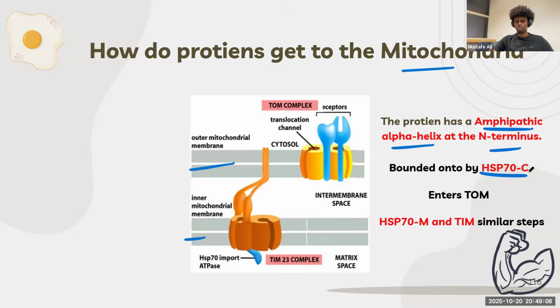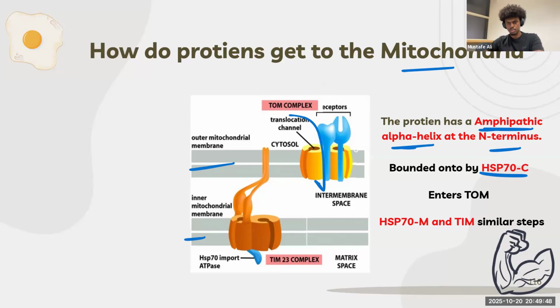Now, this name looks very familiar, right? HSP70. Can anyone tell me what HSP70 does? We talked about it before, right? Thank you very much. It's a chaperone, okay? Now, what HSP70C will do is that it will bind onto the protein that has this amphipathic alpha helix. And once it binds onto it, it will unfold the protein, okay? Unfolding the protein will make it easier for it to enter TOM, which is the channel that is present on the outer membrane.